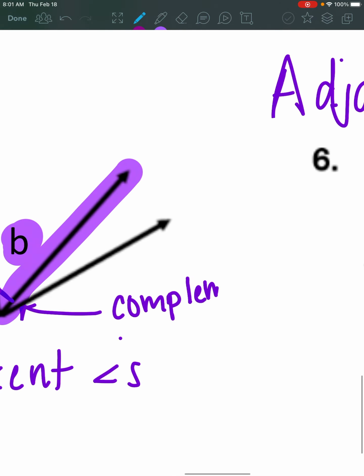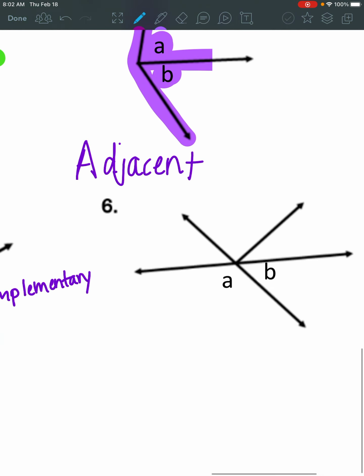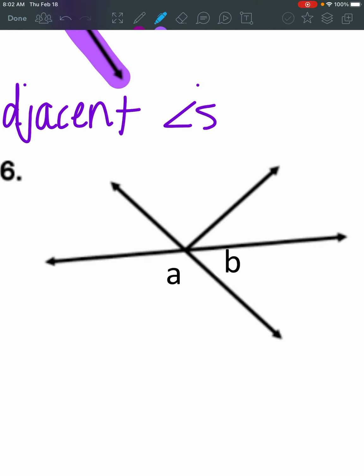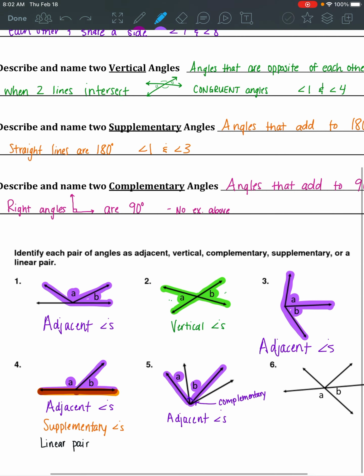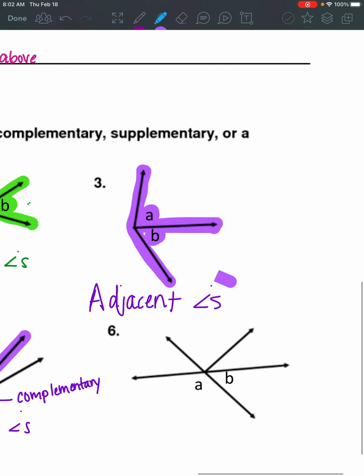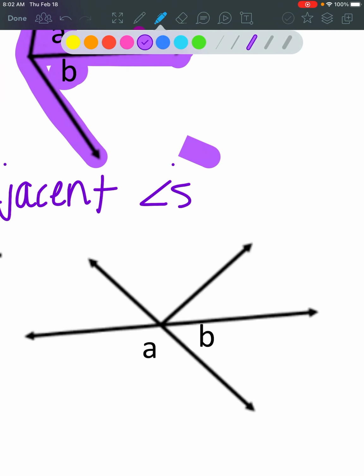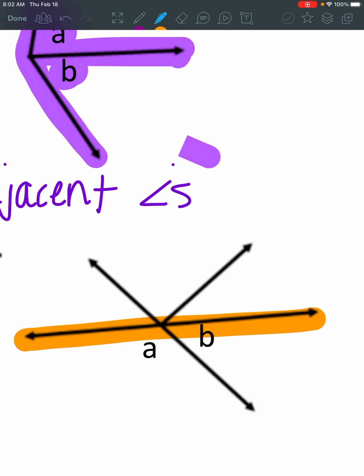But in this case, it's not there, but I'm going to show you in case, because you will see examples like that with the little square. And last one, kind of similar to the other example we did in number 4. So they are right next to each other. However, they also form a straight line. So that straight line shows that they are supplementary.